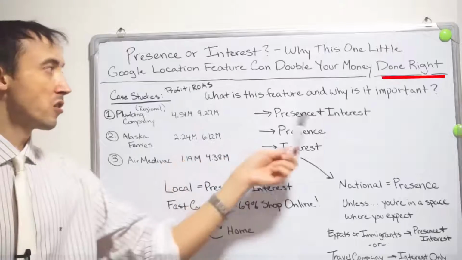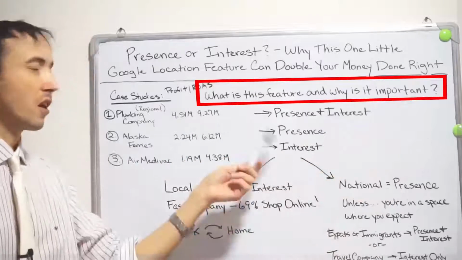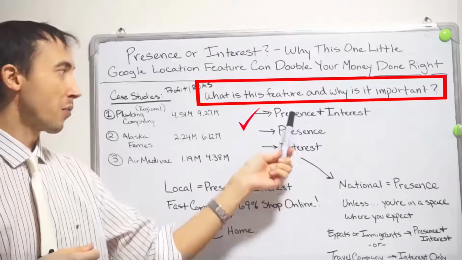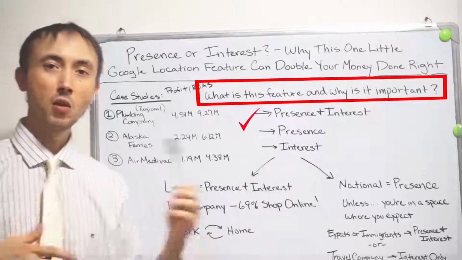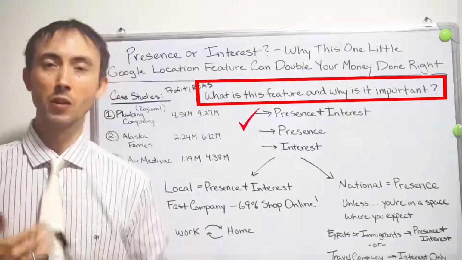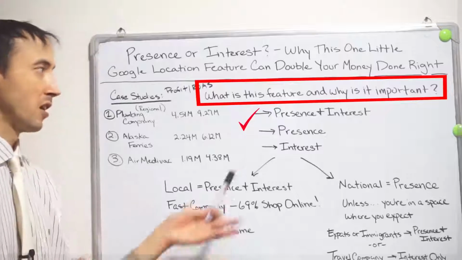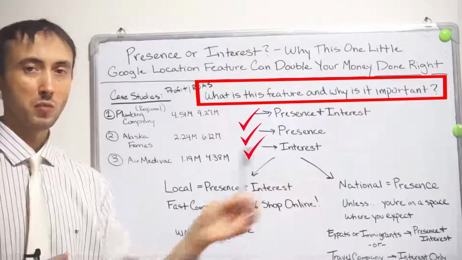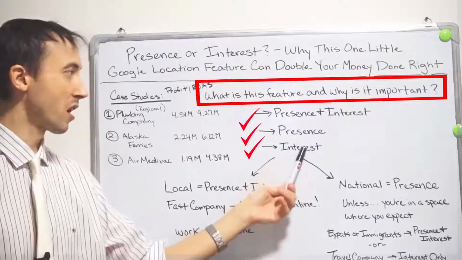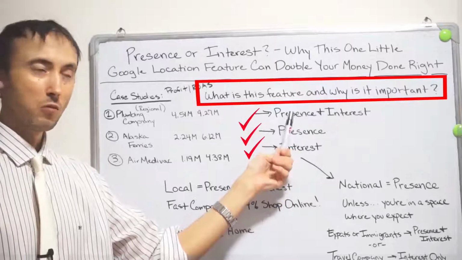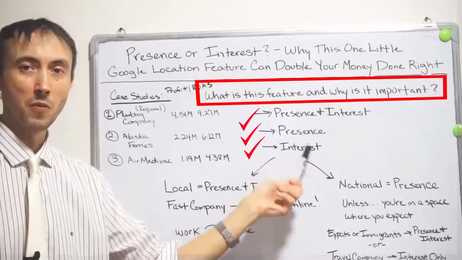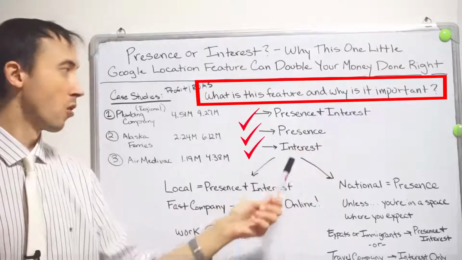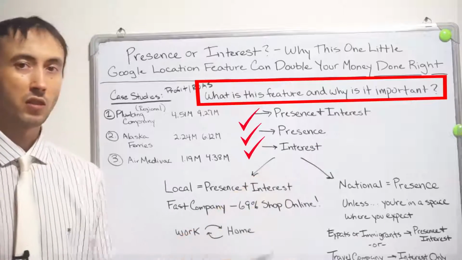So what is this feature and why is it important to start off with? I gave a general prelude of what this feature is already. There are three main options in the location settings of your Google Ads account where this feature is found, as I described: you have presence and interest, then you have presence and just interest by itself. So it's either this, or this, which is effectively the combination of this and this too.